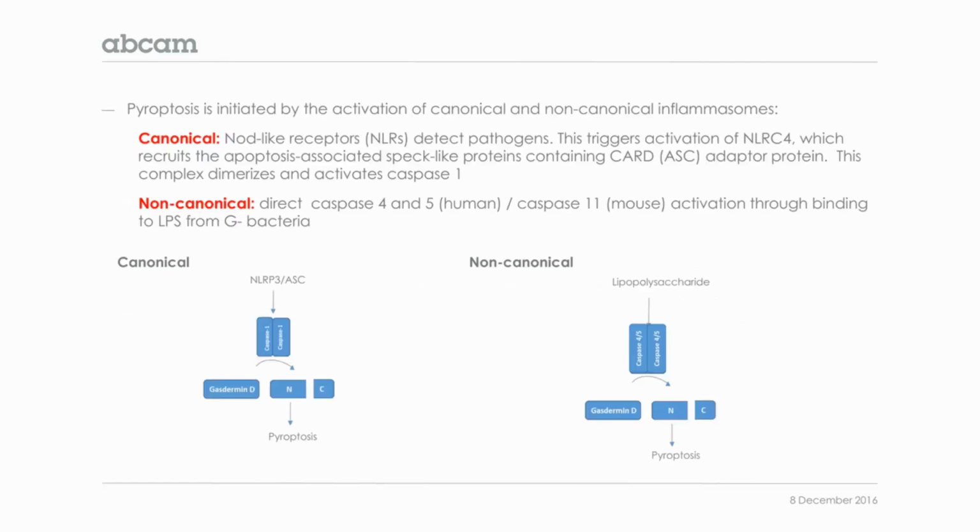Pyroptosis is initiated by the activation of canonical or non-canonical inflammasomes. The canonical inflammasome is activated when the NOD-like receptors detect pathogens and recruit the ASC adapter protein, which leads to dimerization and activation of caspase-1. The non-canonical pathway is activated by lipopolysaccharide directly binding and activating caspase-11 in mice or caspase-4 and 5 in humans. Inflammasome activation will then lead to gasdermin D cleavage, which will drive the onset of pyroptosis.